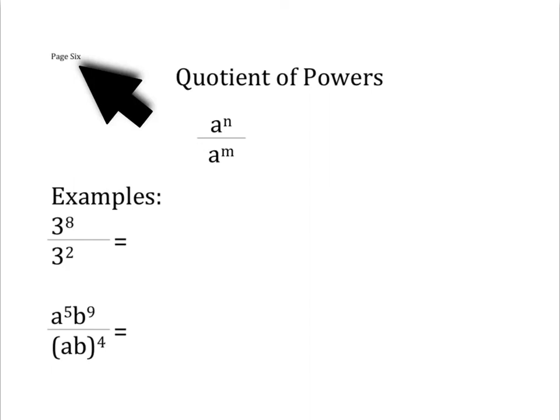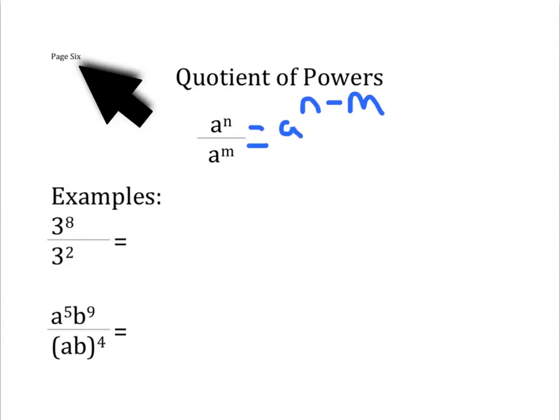And the way that you write a quotient of powers, it's going to be whatever your numerator is, that exponent, subtracting the exponent in your denominator if they have the same base. So since we have a to the n over a to the m, we can say a to the n minus m. So let me explain why this works.